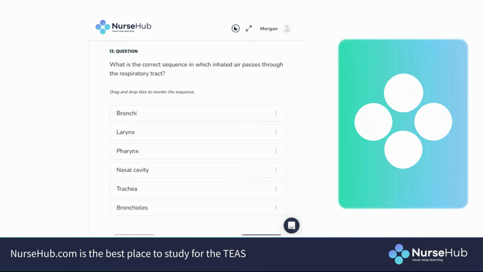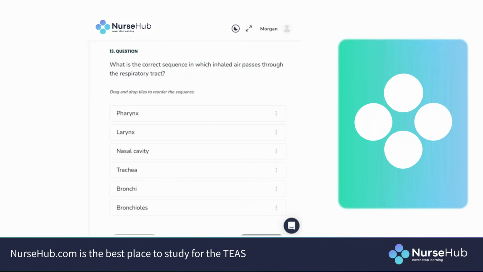Question number 13 asks, what is the correct sequence in which inhaled air passes through the respiratory tract? On our website, we have this really cool feature where you can drag and drop these various different parts and move them around. You'll want to use your mouse, your cursor, to move these different parts to the order in which they should go. So you start from top to bottom.